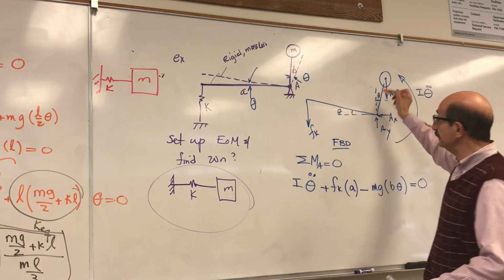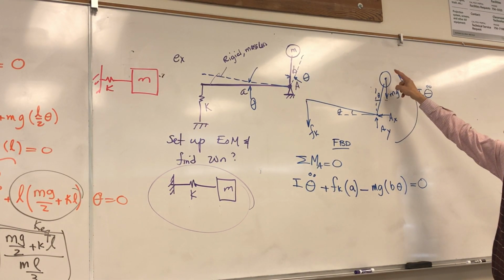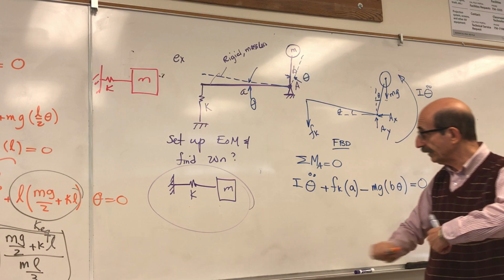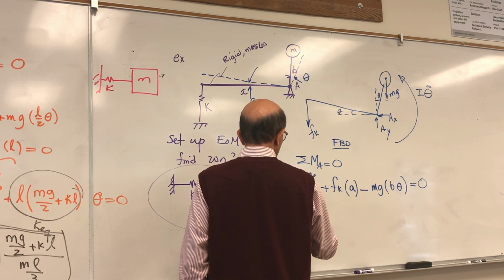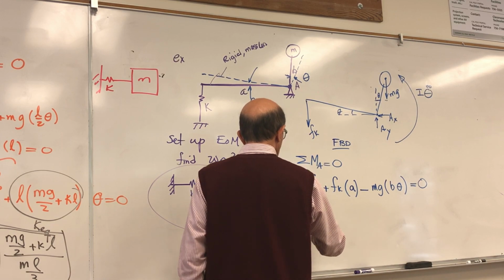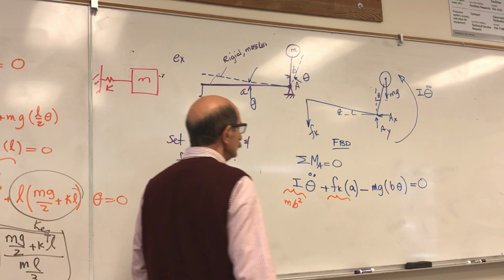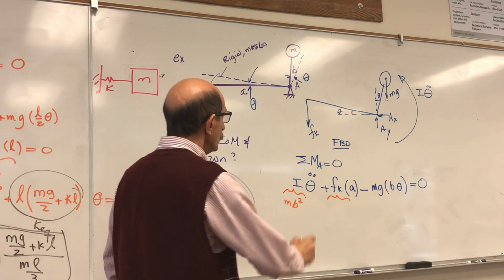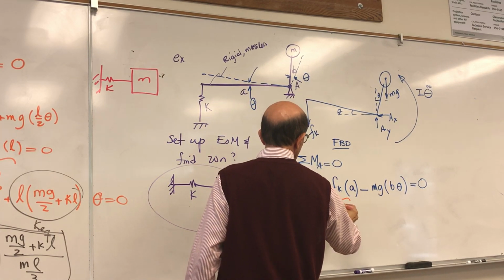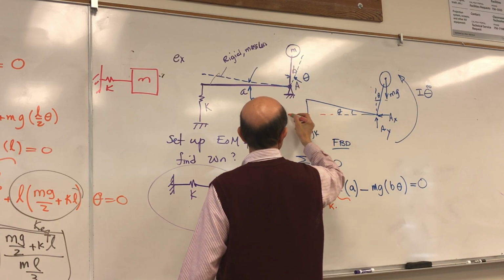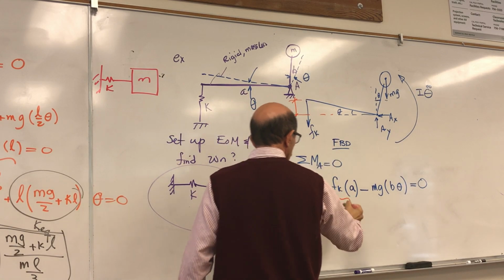This one doesn't have any mass, so the only moment of inertia comes from this little point mass rotating about A, so that would be m b squared. The force that is produced in the spring would be due to its elongation, and that would be k times the displacement that this goes through, which would be A theta.